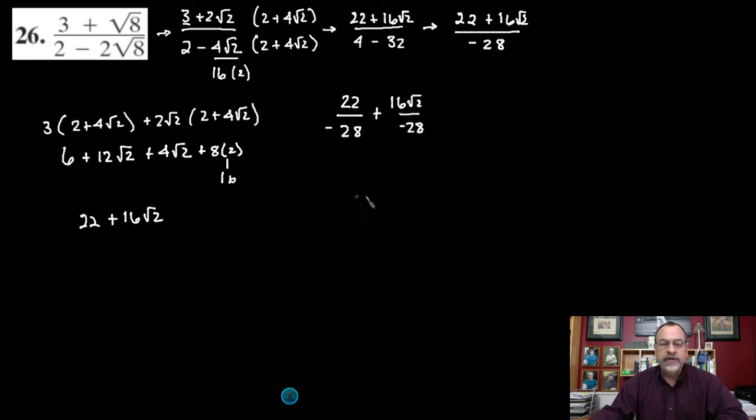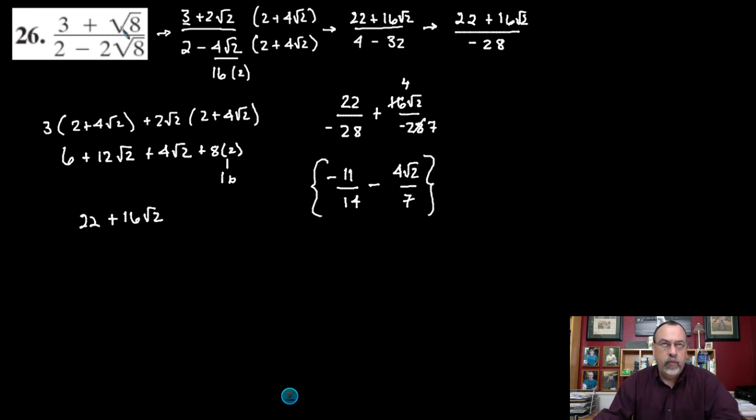And then I can simplify each one of these. So dividing both of these by 2, I get negative 11 over 14. And then now this is plus, and because one of these is negative, this entire fraction is negative. So plus a negative means negative. And then both of these are divisible by 4, so that becomes 4, and that becomes a 7. So I have minus 4 square root of 2 over 7. So this would be the division of this binomial radical expression divided by another binomial radical expression.